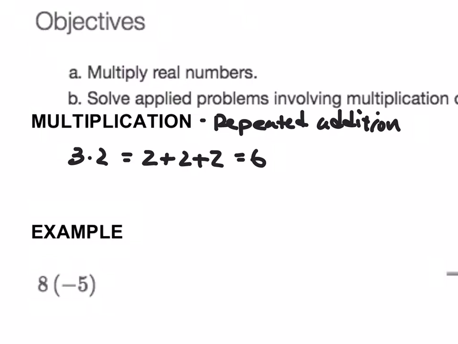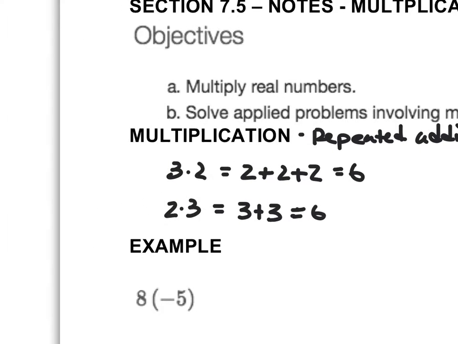Now I can go the other way and ask, what's 2 times 3? That's really just taking 3 and adding it twice, and that's also going to give me 6. So the cool thing is that you can reorder things. Same as addition, you can reorder your numbers in such a way that it doesn't matter how you multiply them.